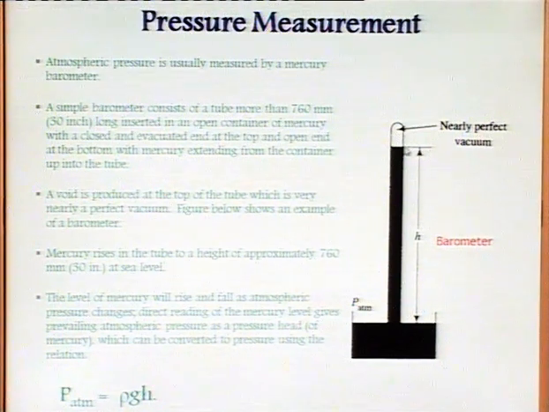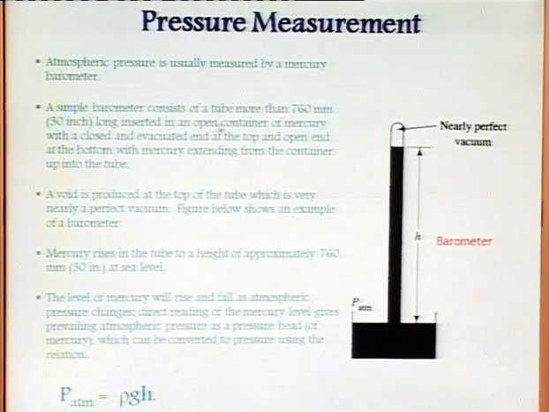This height is like 760 mm of mercury for the atmospheric pressure. We will define it in detail here. Atmospheric pressure is usually measured by a mercury barometer. This is a mercury barometer because mercury is used here.